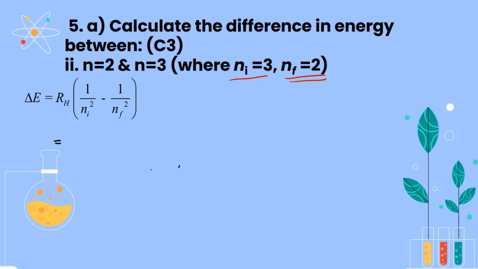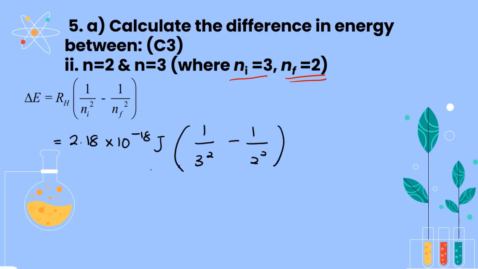So Rydberg constant 2.18 times 10 to the negative 18 joule, 1 over initial is 3 squared minus 1 over 2 squared. So your answer should be negative 3.028 times 10 to the power of negative 19 joule.